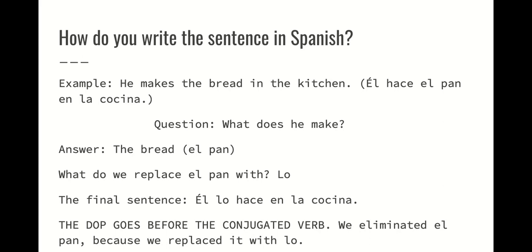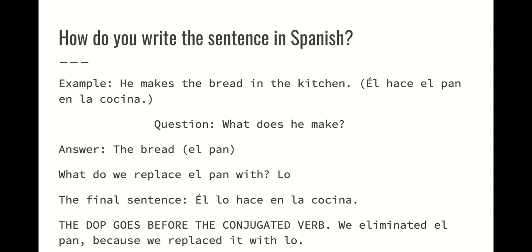So how do you write the sentence in Spanish? Example, he makes the bread in the kitchen. Okay, él hace el pan en la cocina. So what does he make? He makes the bread, el pan. What do we replace el pan with? Lo. And then remember, we have to move the lo between the subject pronoun and the conjugated verb, just like we do with the IOP. So él lo hace en la cocina.